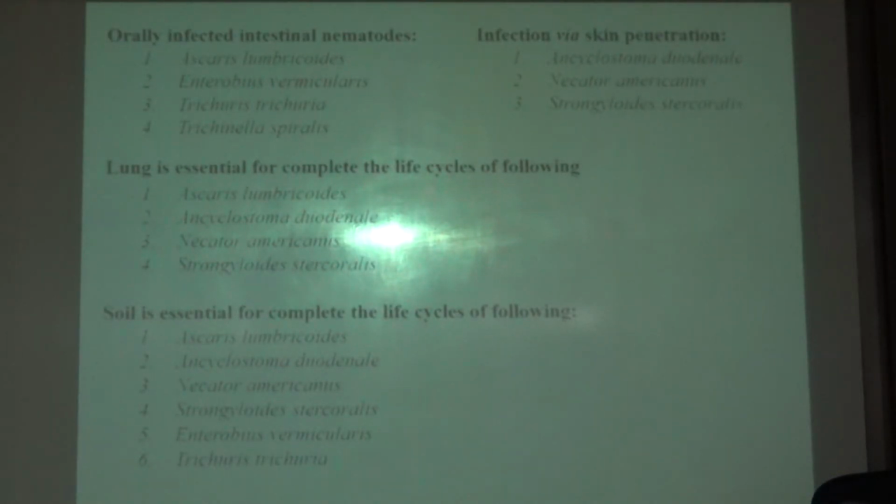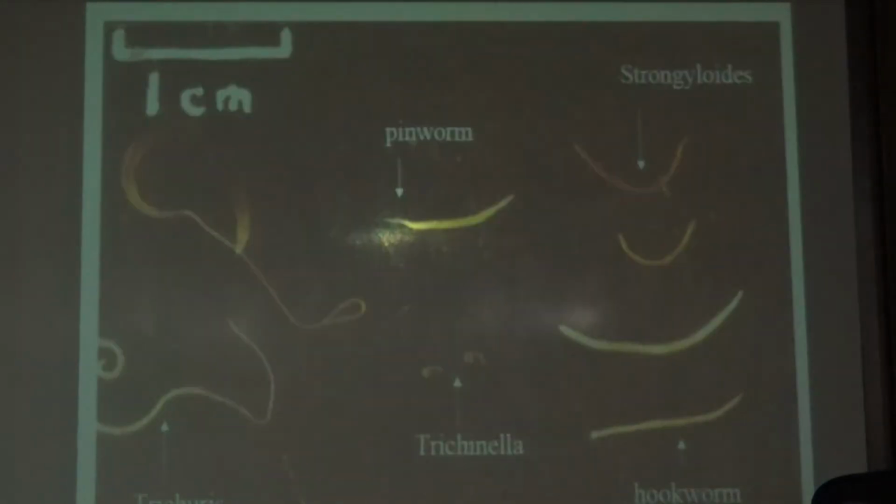So this slide is very important in some aspects. Some of the nematodes can infect via skin penetration; you know there are 3 now: Ancylostoma duodenale, Necator americanus and Strongyloides stercoralis. Orally infecting ones are Ascaris, Enterobius, Trichuris, Trichinella. The lung phase is important in these; like that you can remember.